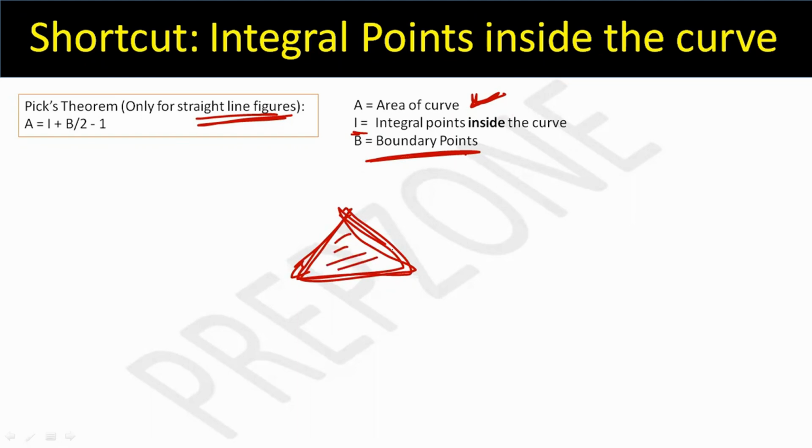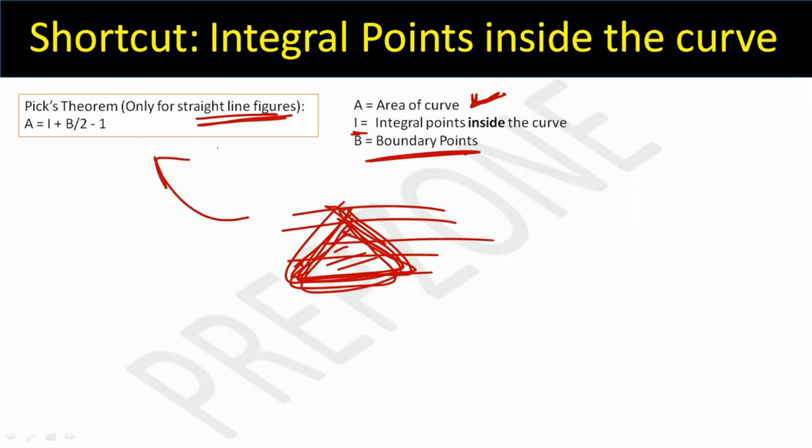Okay. So until now, what we used to do was हम manually count करते थे points, right? Then used to subtract the boundary points. Now what you have to do is you just have to calculate the area. Boundary points तो निकालने ही पड़ेंगे. Substitute those values here and solve it.